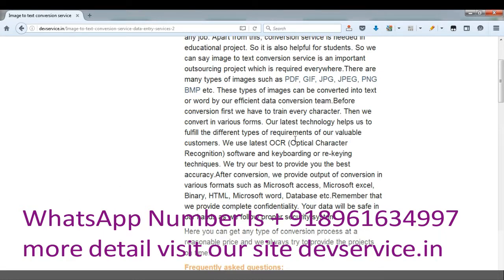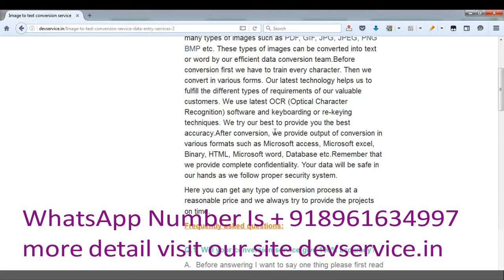We use the latest OCR, optical character recognition, software and keyboarding or keying techniques. We try our best to provide you the best accuracy. After conversion, we provide output of conversion in various formats such as Microsoft Access, Microsoft Excel, binary, HTML, Microsoft Word, database etc. Remember that we provide complete confidentiality.